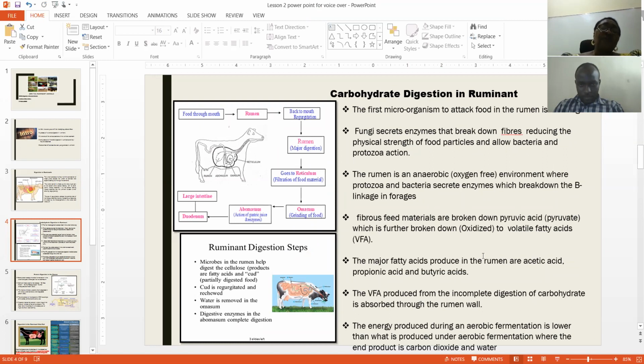So in terms of carbohydrate ingestion, what actually happens in the rumen? That is what we are trying to talk about. What is the digestion process of the carbohydrate in the rumen? When you look at the diagram we have here, I'm sure you will make some sense of it. The arrows are there for you to see.